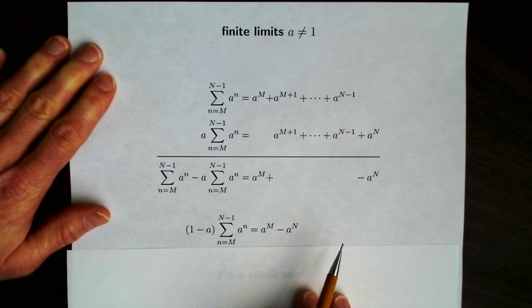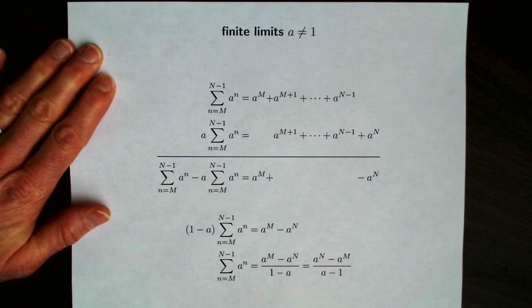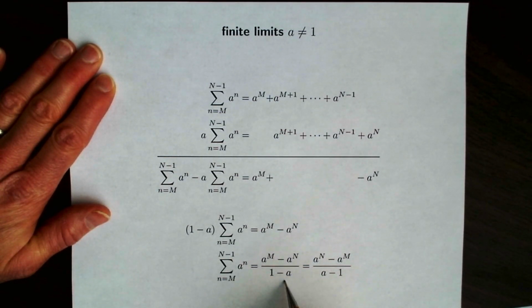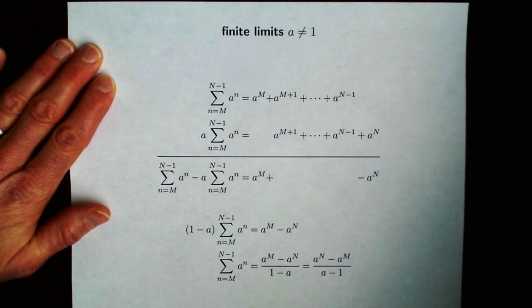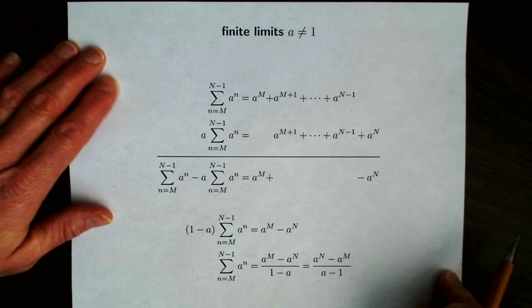The last step is basically just to divide both sides by 1 minus A, and we're left with this form. You can see that if we multiply top and bottom by minus 1, it doesn't change the value, but it rearranges the terms. So you can use either one of these forms. I would encourage you to memorize this expression so that you don't have to rederive it every time you want to use it.